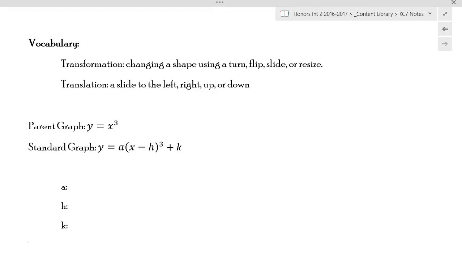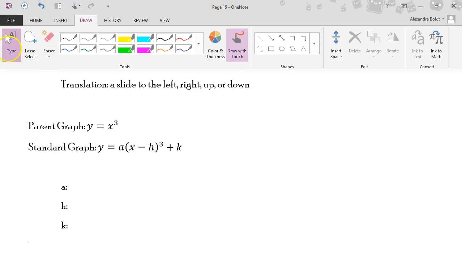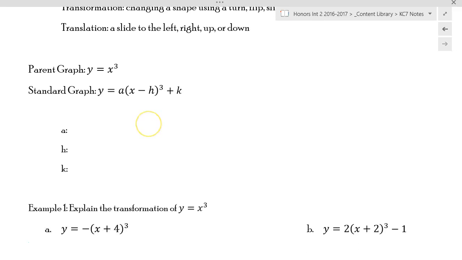So for this target, we're really only looking at cubic functions, so y equals x cubed, and what happens to those functions. So y equals x cubed is what we call our parent graph. It's the graph that all other cubic functions come from. And then we have what we call our standard equation, y equals a times (x minus h) cubed plus k. So I can put in any number for a, h, and k and get any cubic function I could possibly want. Okay?